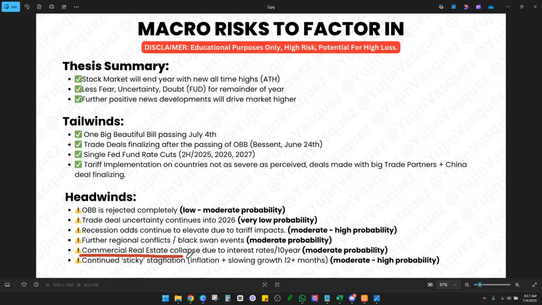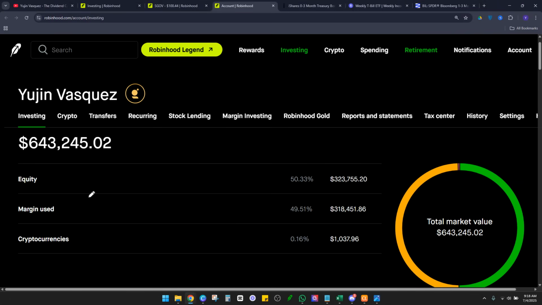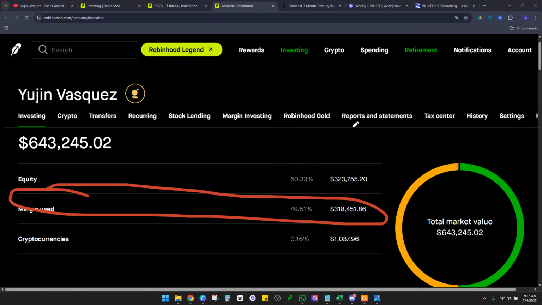And then of course, real estate, because I'm invested in REITs, I have to keep that in the back of my mind. We also have the possibility of continued sticky stagflation, inflation increasing or being hard to get rid of, or a slowing of the economy over the next 12 months, which could possibly put us into a recession. And if we get into a recession, this will cause the Federal Reserve to increase interest rates. These are all just risks that I see or predict given what is currently happening. Because I'm using so much margin, about $300,000 worth, I have to keep this in mind because it is a huge risk.